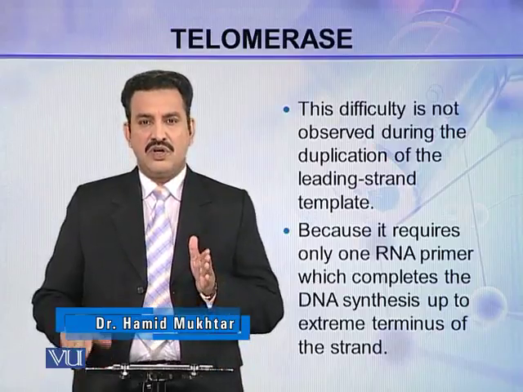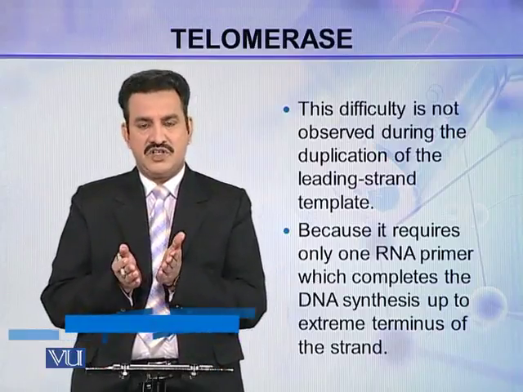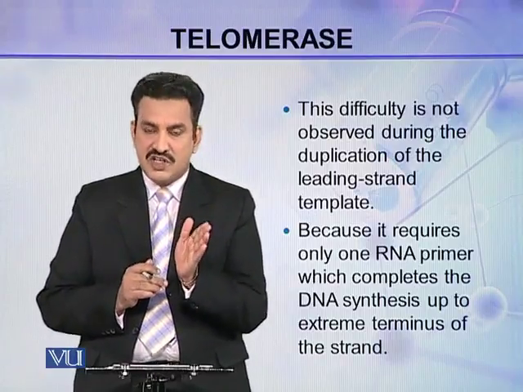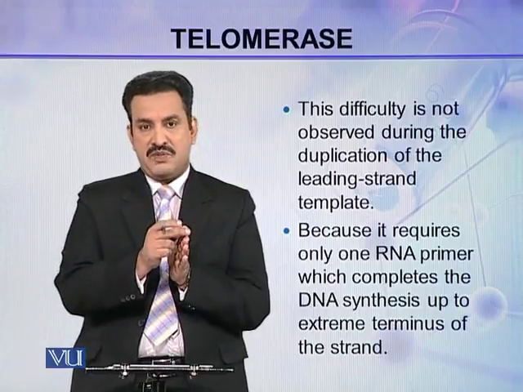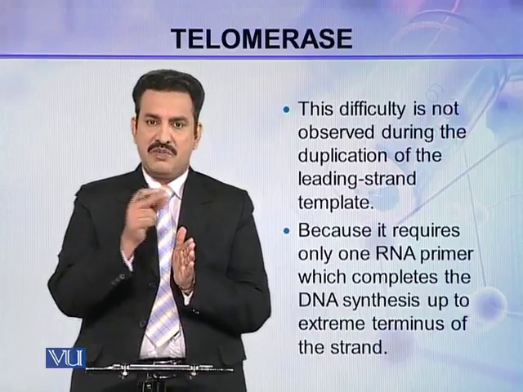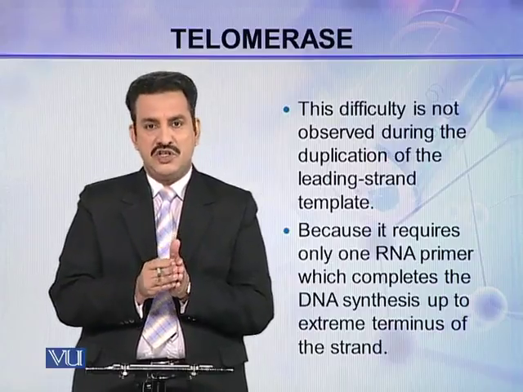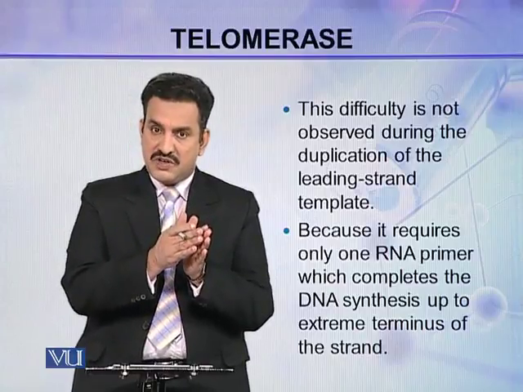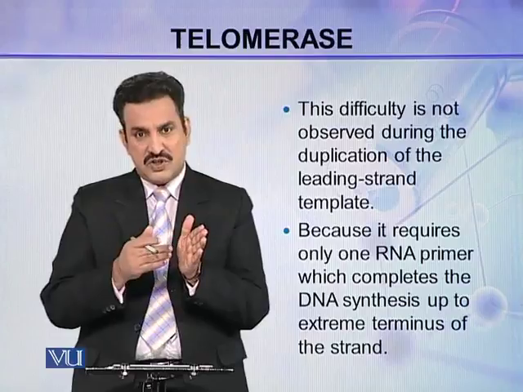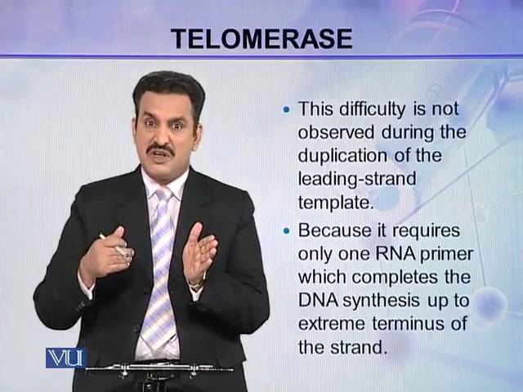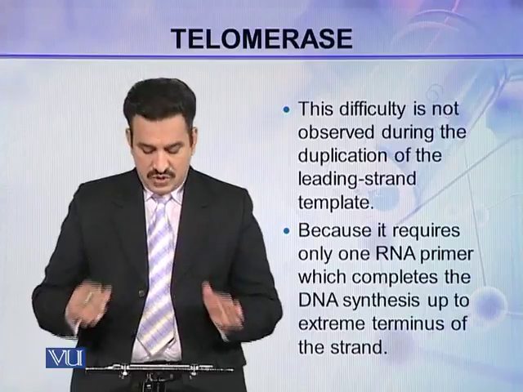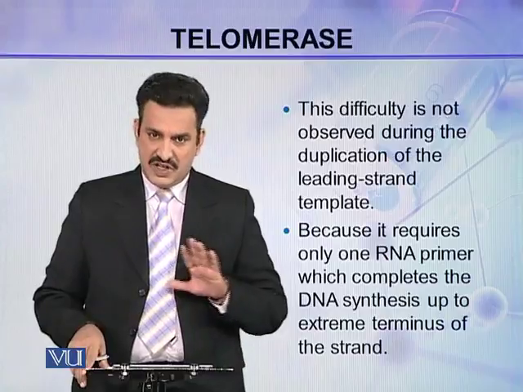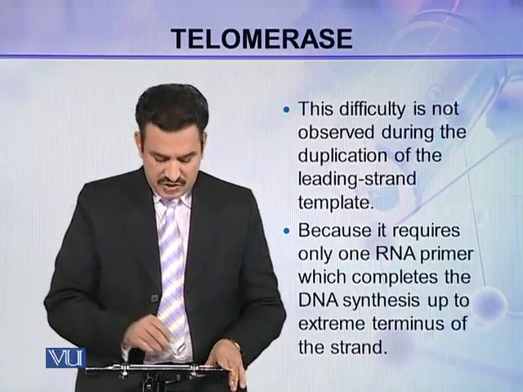This difficulty is not observed during the replication or duplication of the leading strand template. As you know, when replication takes place, there are two strands: one is the lagging strand, one is the leading strand. For the leading strand, only one RNA primer is required. It attaches to that strand and initiates the synthesis of the complementary strand, which completes up to the extreme terminus of the chromosome. So only one RNA primer is required to complete the synthesis along the leading strand.